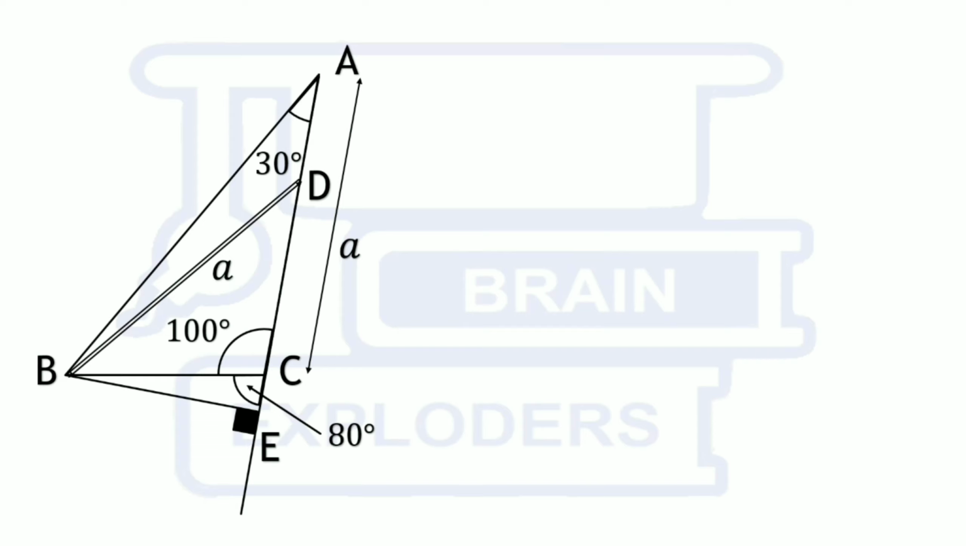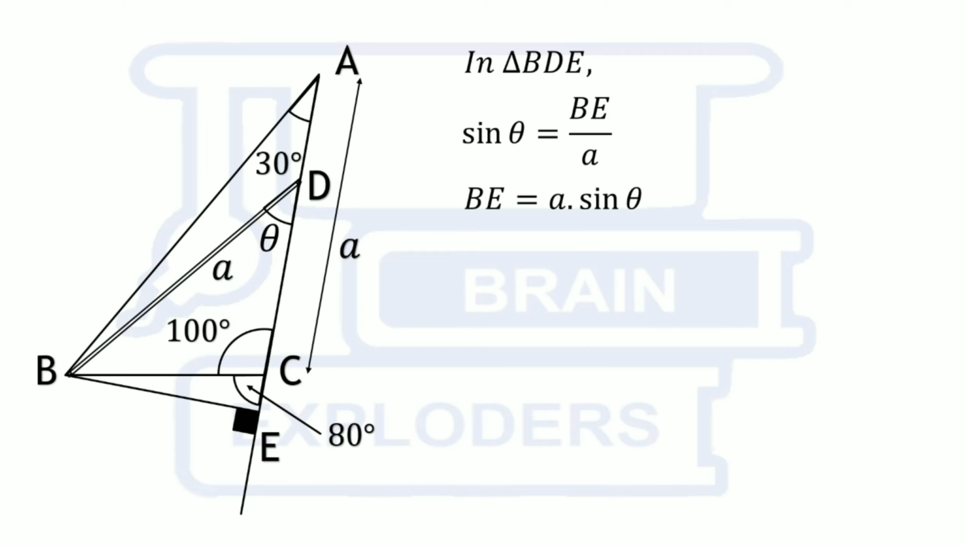Let angle BDC be theta. Instead, we can assume angle ABD as theta, but after knowing this, angle ABD can be calculated in the next step. In triangle BDE, sin theta is equal to BE over A. We get BE equals A sin theta.